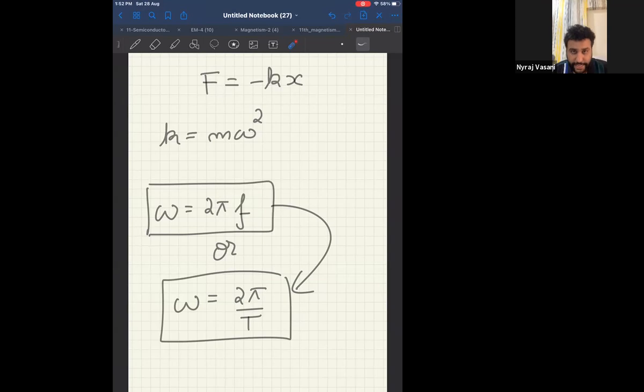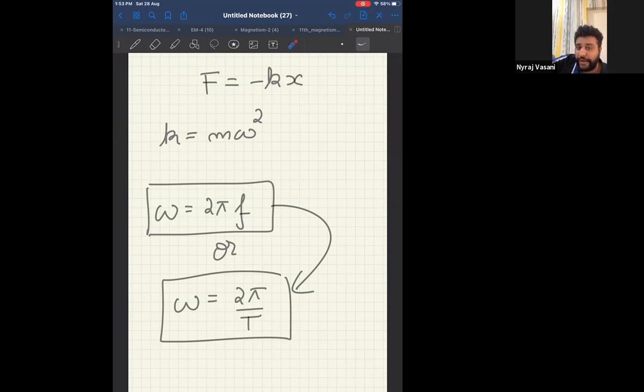F is equal to minus kx, restoring force formula, where k is called spring constant. K spring constant's formula is m omega square, where m is mass and omega is angular frequency. The formula for angular frequency is 2 pi f or 2 pi by t. Can you make a note of all this?